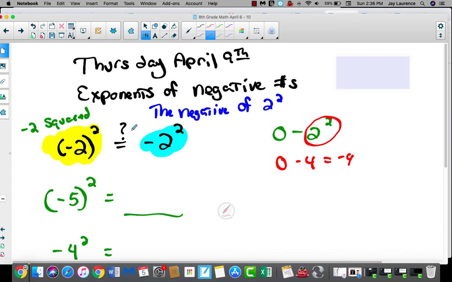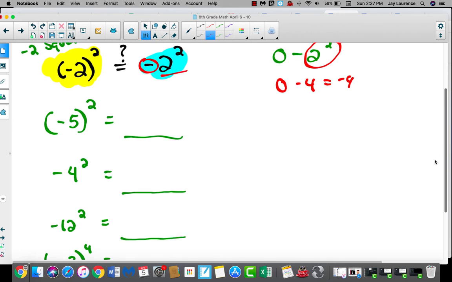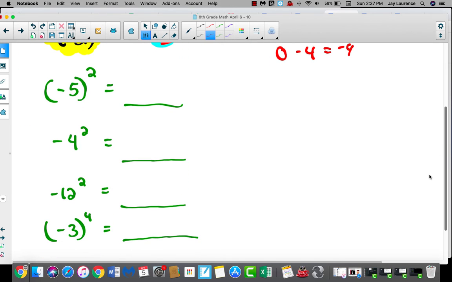Don't you see the invisible 0 right here? Look, there it is. I'll draw it in. I didn't change the problem at all. Putting a 0 in front of that negative 2 to the second power like that doesn't change it at all. So since it doesn't change it, then it must not say what this one does. This one says the negative of 2 squared. 2 squared is 4. I'll take the negative of that.